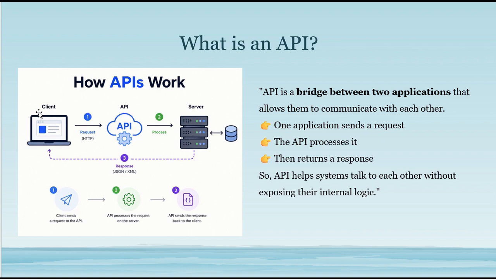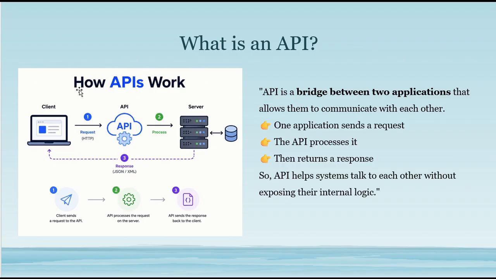Now in the response flow, after processing, the server sends the result back to the API, and the API returns the response to the client. This response is usually in a format like JSON or XML.